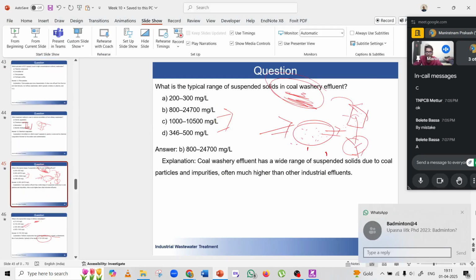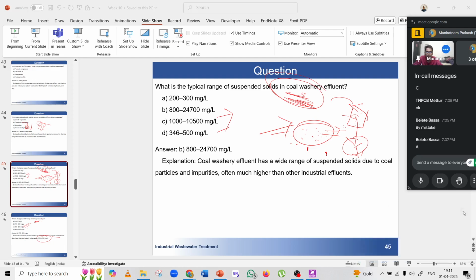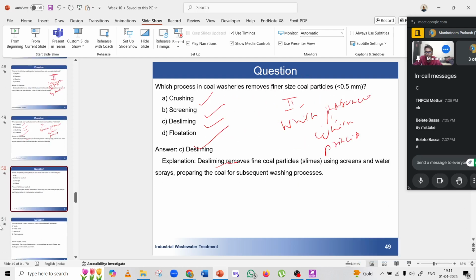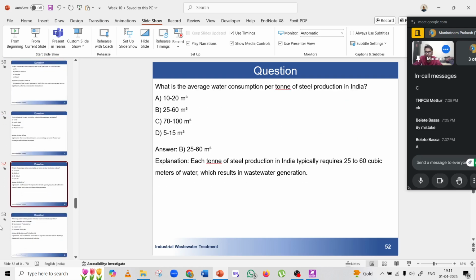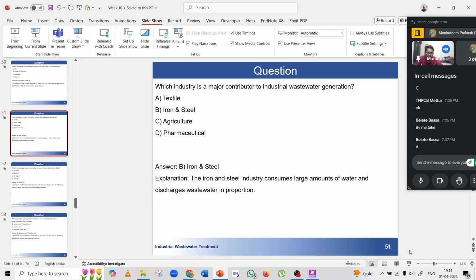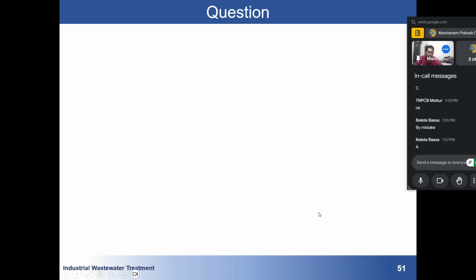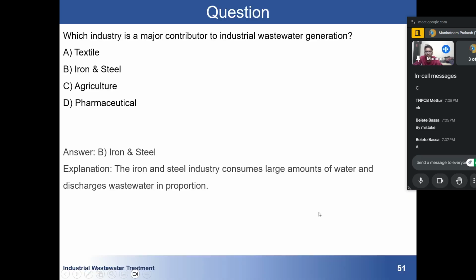Iron and all these things. This iron and steel produce a high amount of industrial wastewater. Okay, I will try to get the data and I will try to show it in the next lecture. But for now, just remember this thing. One should know the exact data also. So I will request everyone to get the exact data.